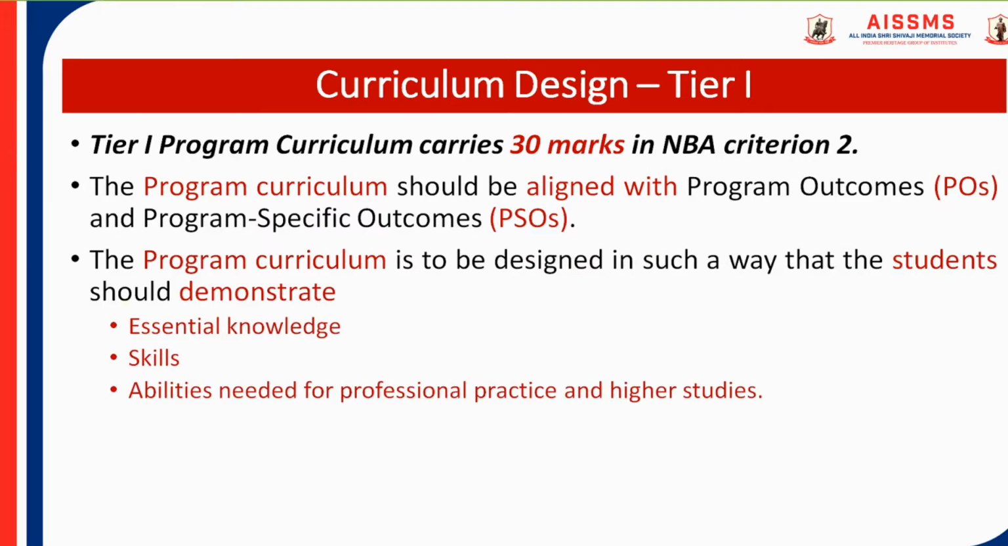So again, I'm repeating the same thing: when you design a program curriculum, we should take care that the student demonstrates the essential knowledge, skills and abilities needed for professional practice and higher studies. The curriculum structure shall comprise the basic things, since there are certain marks in tier 1: the course code, course title, total number of contact hours, and credits. This is a very general thing. We won't go into the details of this.